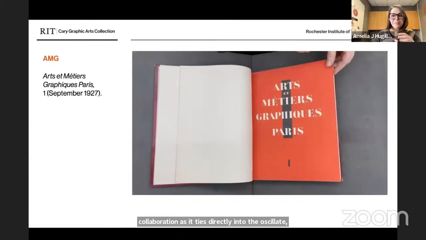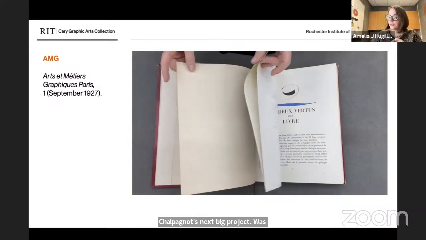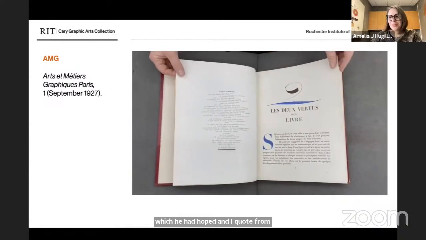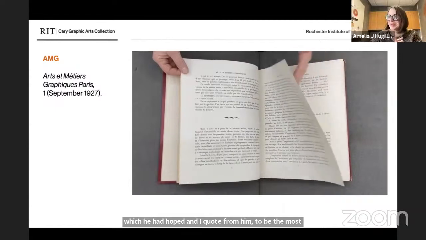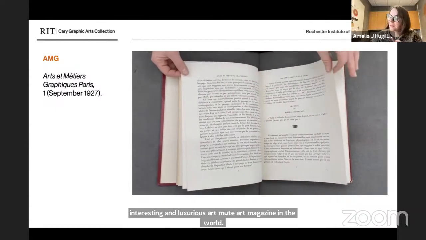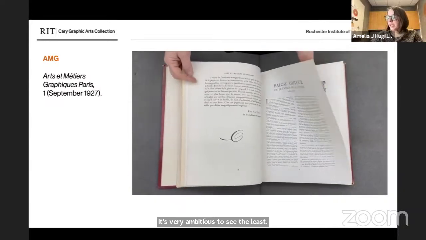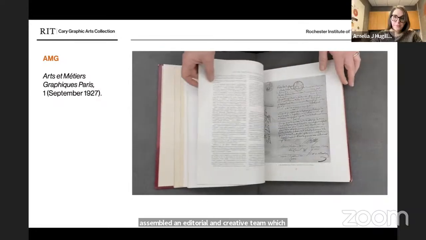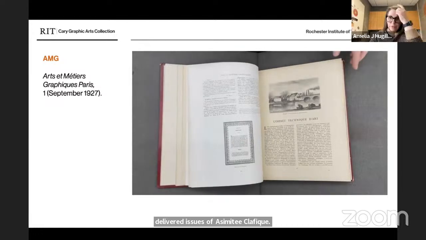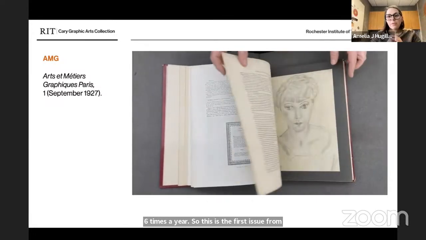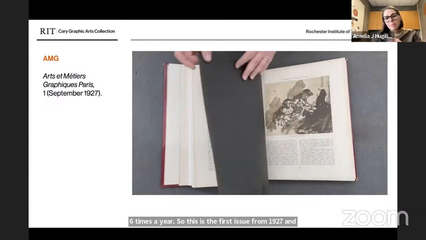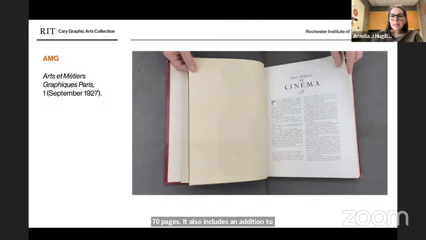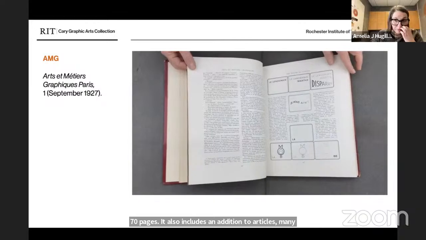Charles Peignot's next big project was to publish a journal, which he had hoped, and I quote from him, to be the most interesting and luxurious art magazine in the world. That's very ambitious, to say the least. But Peignot assembled an editorial and creative team, which delivered issues of Arts et Métiers Graphiques 6 times a year. So this is the first issue from 1927, and I wanted to give you a taste for how big it is, about 70 pages. It also includes, in addition to articles, many very interesting examples and samples of printing.